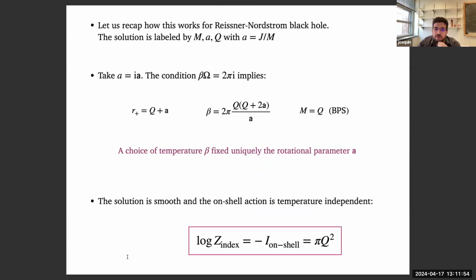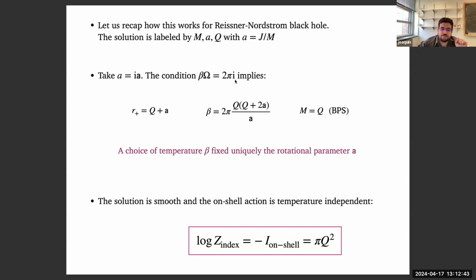So let me remind you how this works for Reissner-Nordstrom. The solution is labeled by the mass, the angular momentum, and the charge. And I call it the parameter a. It's just the usual label in the Kerr-Newman solution, J over M. Because omega will be imaginary, this a is natural to take imaginary as well. So I define this boldface A. And the condition beta omega equals 2 pi i implies that the size of the horizon is Q plus A, and it implies that beta is given in terms of A by this equation. I didn't write it down, but it's just the standard formulas for Kerr-Newman.